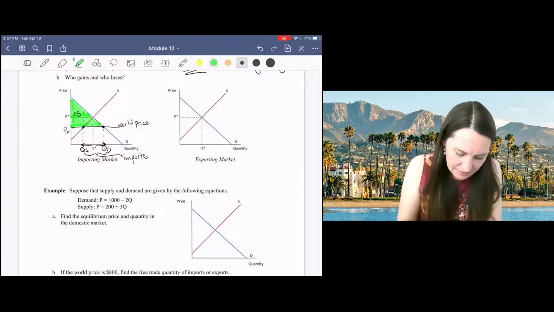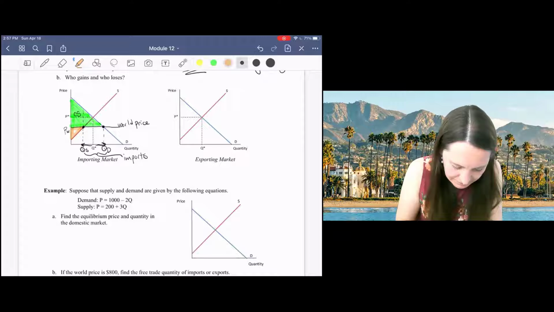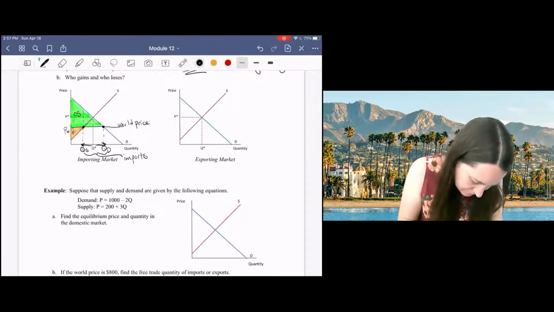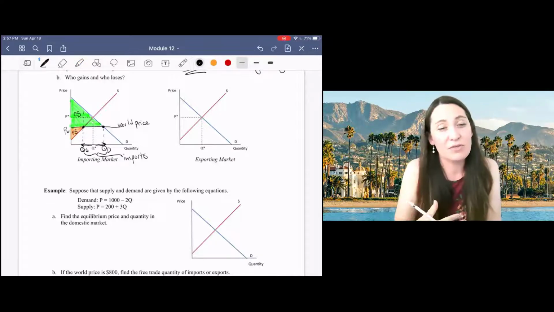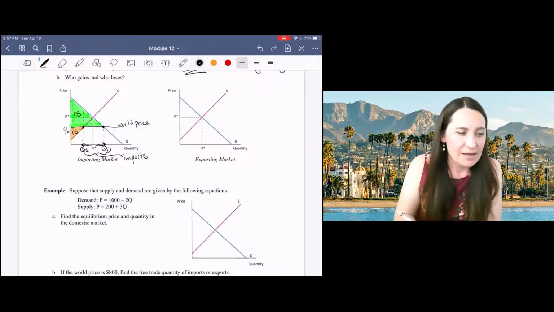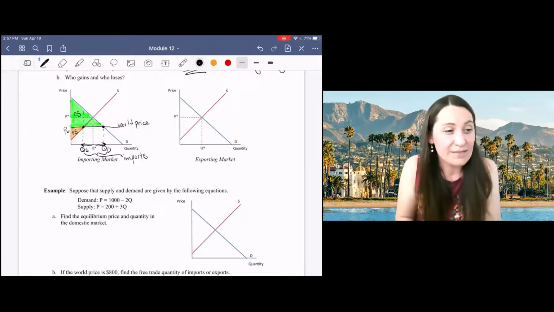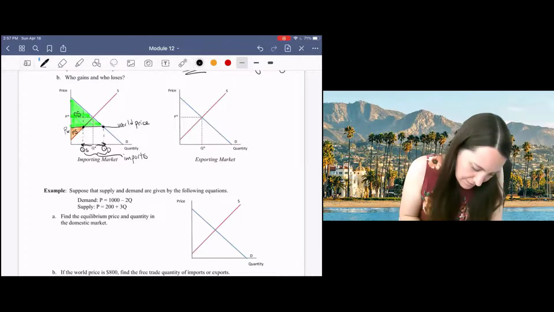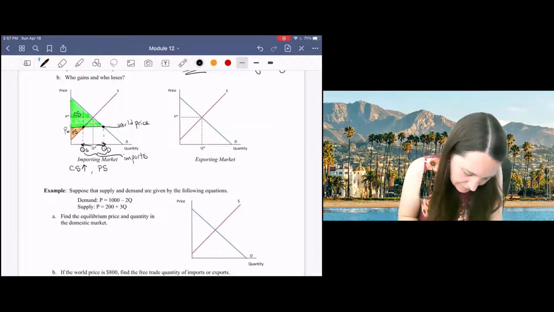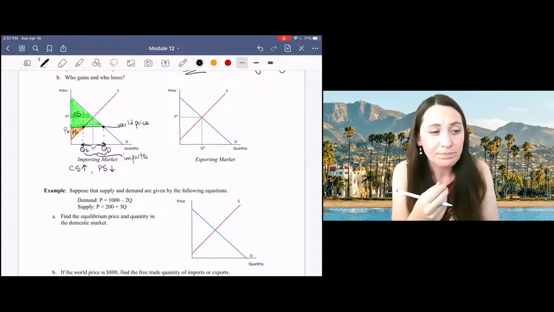On the other hand, producer surplus has decreased because domestic producers now have to compete with cheaper foreign produced products. They sell a smaller quantity and obtain a lower price. So what we see here is a benefit for consumers in importing markets and harm to producers in importing markets.